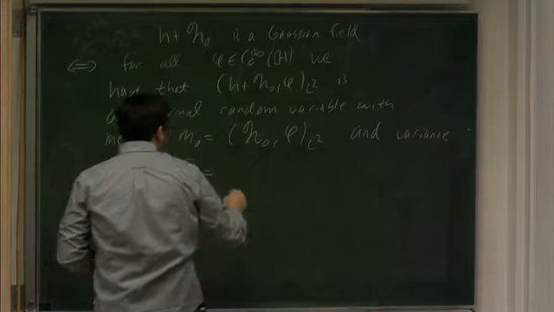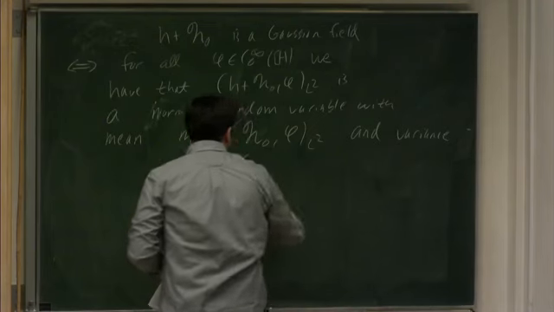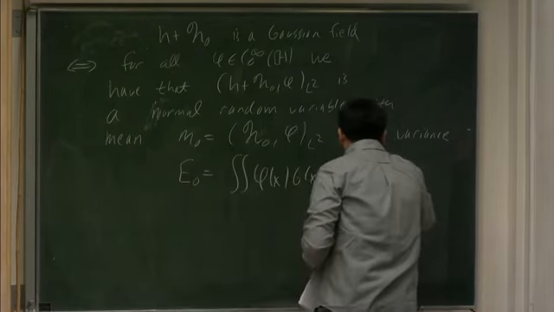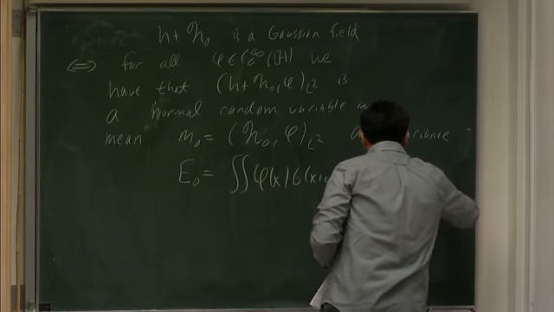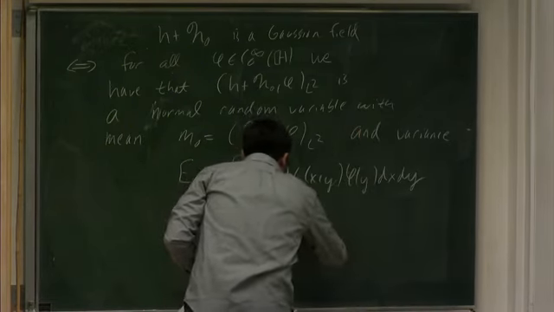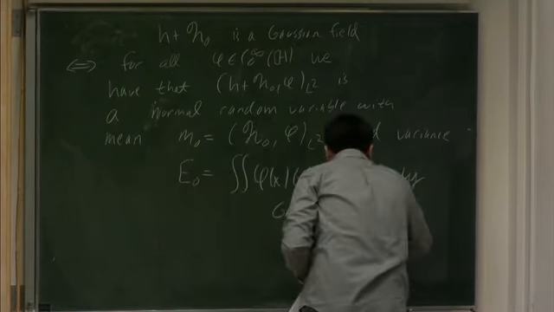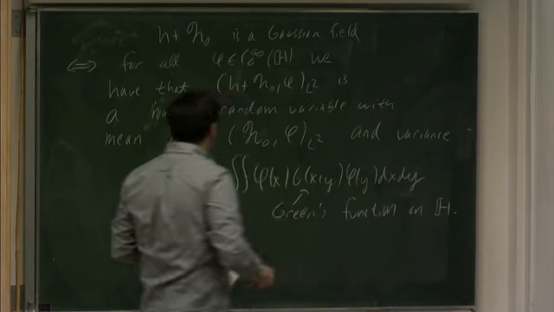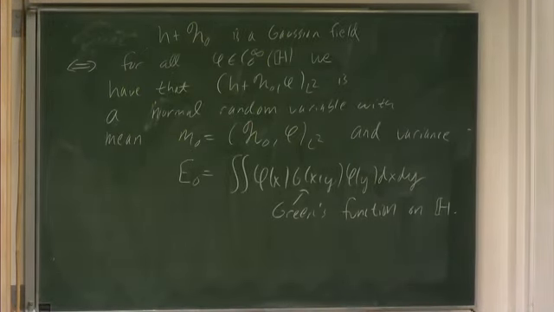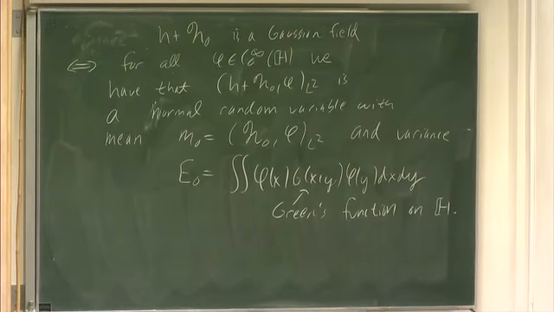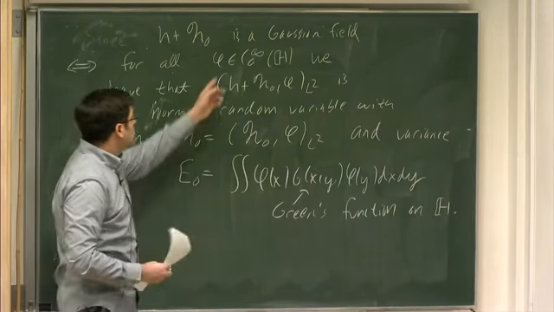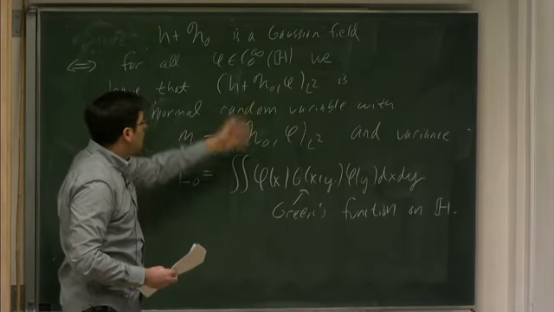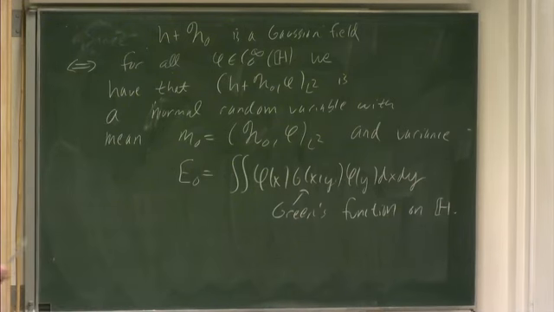given by e sub 0, which is the integral of phi of x against the Green's function on the upper half plane. So this is the Green's function on the upper half plane. Okay, and this property completely characterizes the law of h plus h0. Just knowing that for any fixed test function, what you get when you integrate the field against that test function has this form determines the entire law of this field.